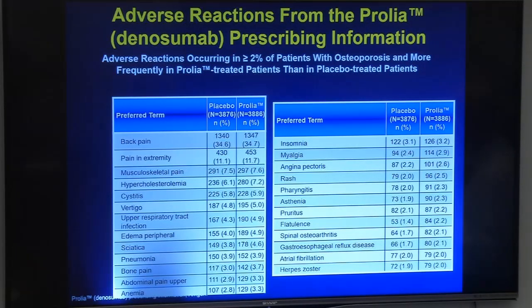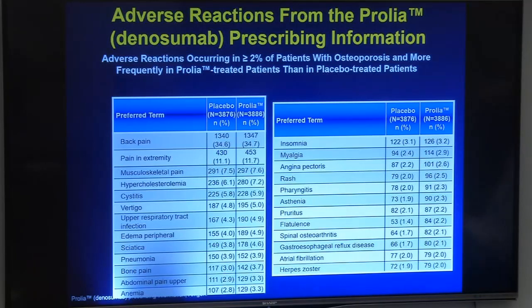All right, well, look at this. True. 1,347 examples of back pain. That far exceeded the next in line. But look at the number of cases of back pain in the placebo group: 1,340. Now, your patients are not as well versed in statistics as you are, and they'll say, doctor, this drug is going to cause back pain. You have to remind them, no, it was basically the same as the placebo group.